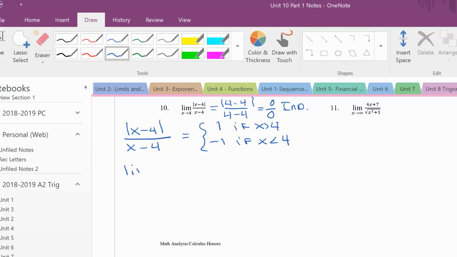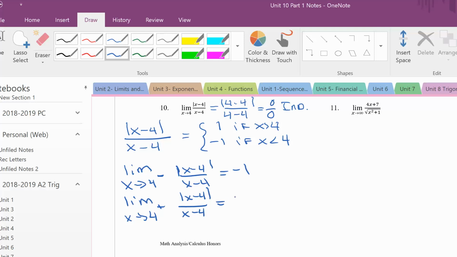So if we take the limit as x approaches 4 from the left, that means less than 4, that is going to be equal to negative 1. The limit as x approaches 4 from the right of the function, that's going to equal 1. Therefore, the limit as x approaches 4 of the absolute value of x minus 4 over x minus 4 does not exist because the limit from the left does not equal the limit from the right.